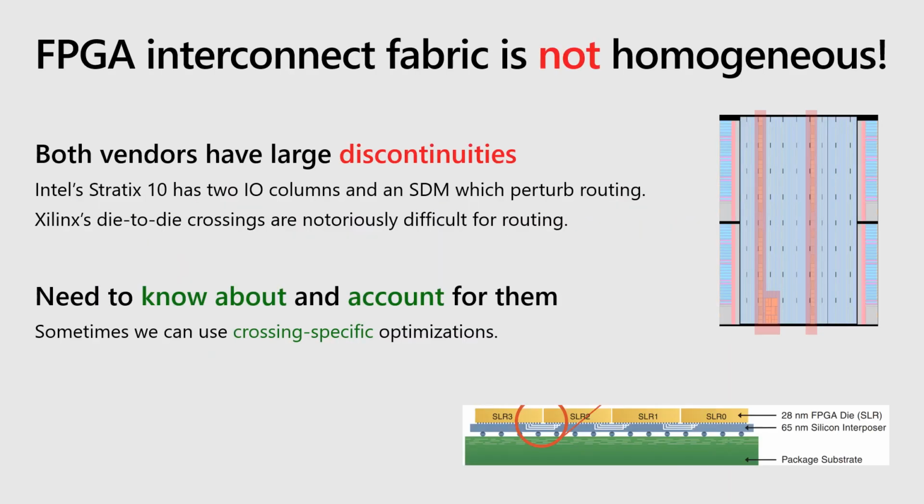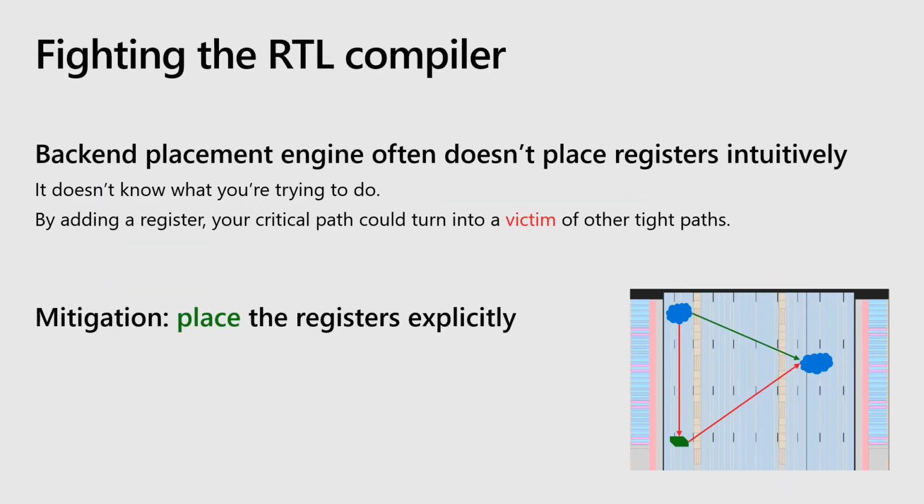So the first caveat is that interconnect fabric on FPGAs is not homogeneous like I used to think it was. There are these big discontinuities where you have dies butting up against each other, so the signal has to go off die. So we need to know about and account for them, and in some cases we can use crossing-specific optimizations to help. You also sometimes fight against the RTL compiler.